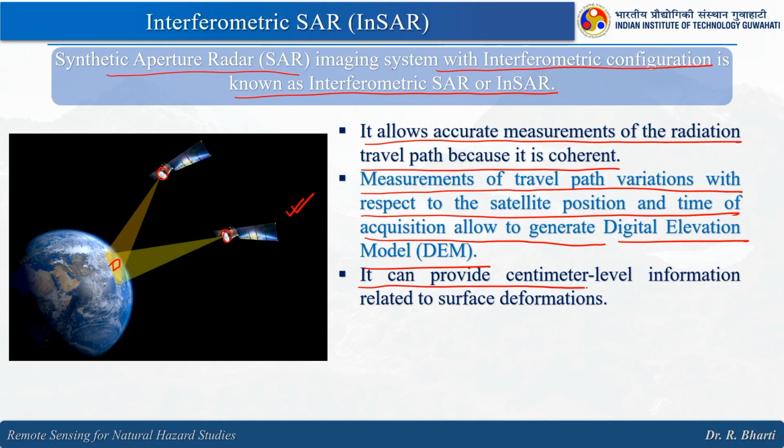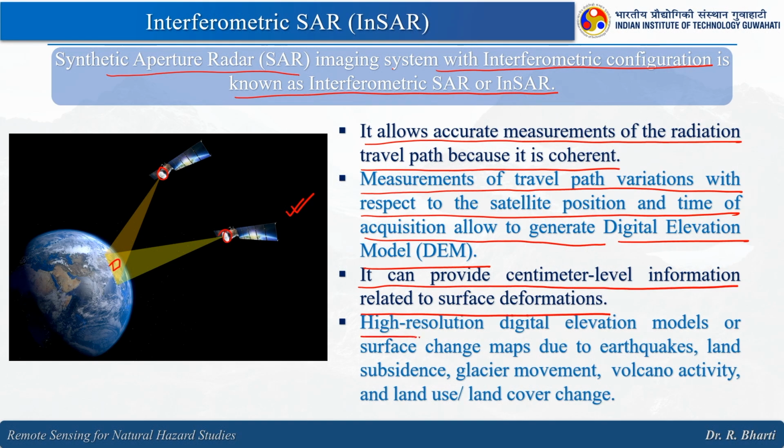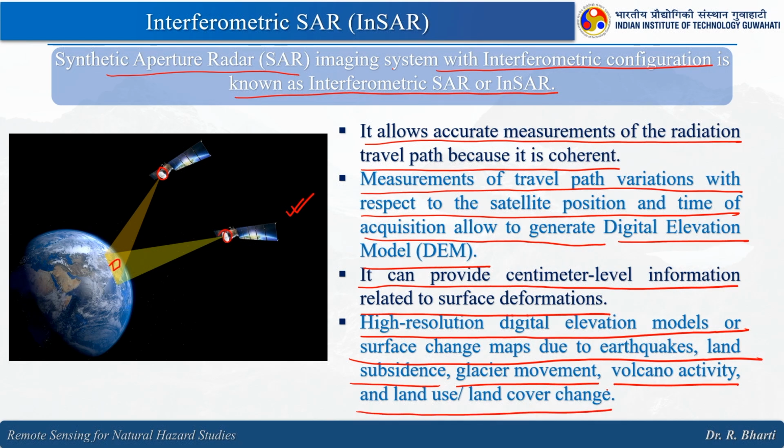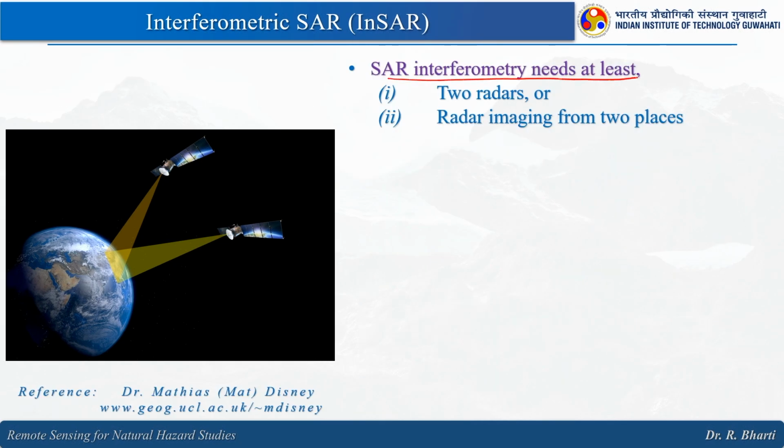It can provide centimeter level information related to surface deformation. High resolution digital elevation models or surface change maps due to earthquakes, land subsidence, glacier movement, volcanic activity and land use land cover changes are the prime applications of this interferometric SAR. So SAR interferometry needs at least two radars that you can see here. There are two radars imaging from two different places. So they are at different positions, right.